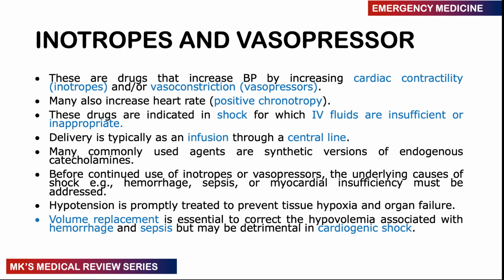Before you even start inotropes or vasopressors, make sure that you correct any underlying cause that is correctable. If there is some hemorrhage, address that, stop the hemorrhage. If there is sepsis, remove the focus of infection, treat them with antibiotics. Or if there's myocardial insufficiency, address that first. Remember that hypotension must be treated promptly because it's going to prevent your patients from becoming hypoxic. It's going to prevent your patients from undergoing end organ damage and, of course, organ failure.